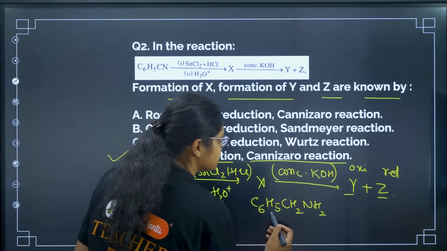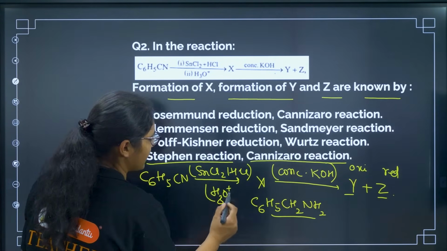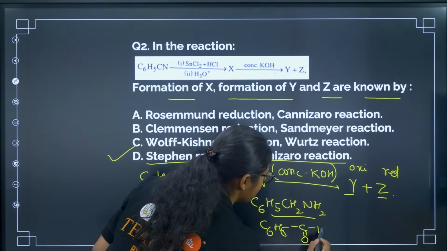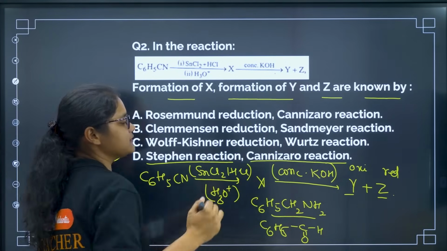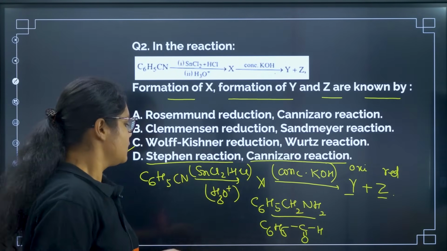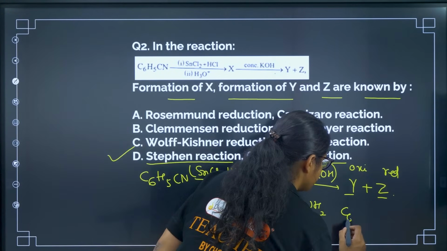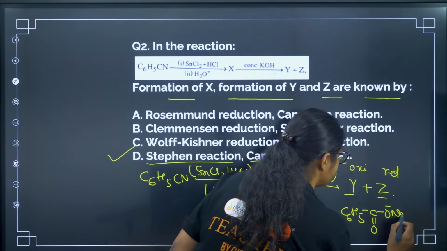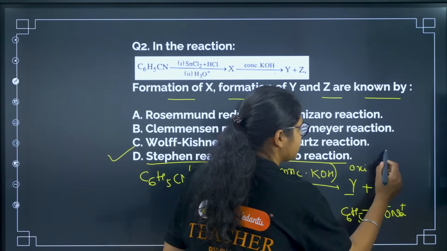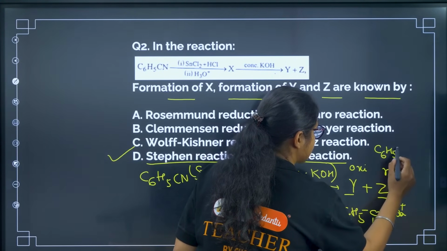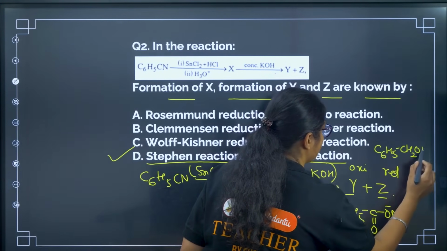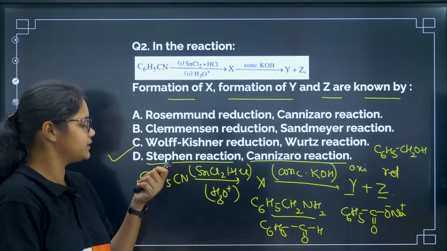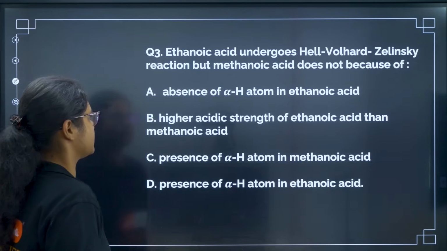After getting C6H5CH=NH, on hydrolysis this will be converted to benzaldehyde. This benzaldehyde then undergoes the Cannizzaro reaction to give you Y and Z. I can also write the products for you. Here we'll have C6H5COO-Na+. This is the oxidized product. And the reduced product will be C6H5CH2OH. So this is the final answer. We have discussed this important reaction here also. Now let us go to the next question.